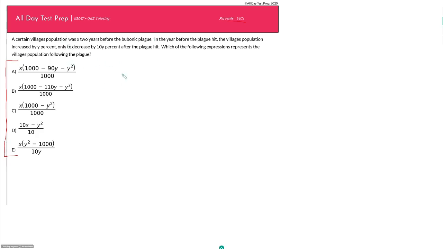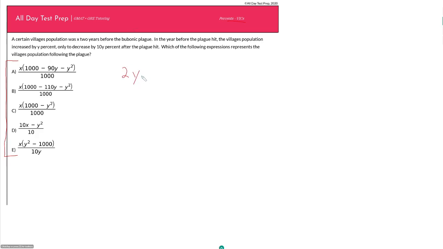This question says a certain village's population was X 2 years ago before the bubonic plague. In the year before the plague hit, the village's population increased by Y%, only to decrease by 10Y% after the plague hit. Which of the following expressions represents the village's population following the plague? It sounds a lot like our percent increase, decrease questions from before.